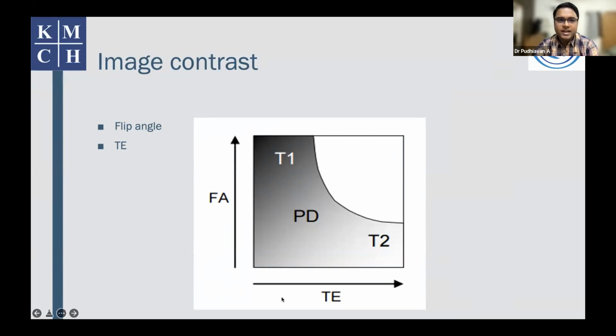In a gradient echo sequence, a very short flip angle and a longer TE will produce T2 weightage, whereas a larger flip angle and a shorter TE will produce a T1 weightage. And a short flip angle with short TE will produce a PD weightage, because there is not enough time for the flip of the magnetization to produce either T1 or T2 weightage. So the image contrast, contrary to the spin echo sequence, depends on the flip angle and the time to echo.